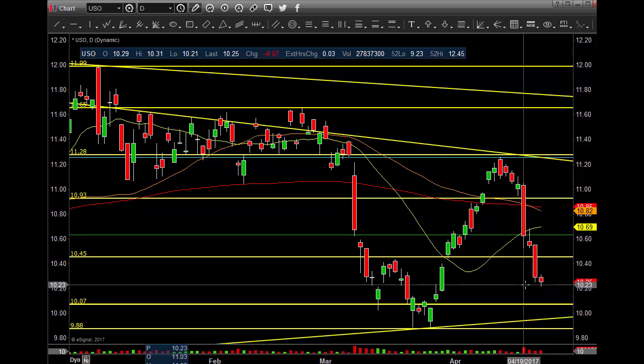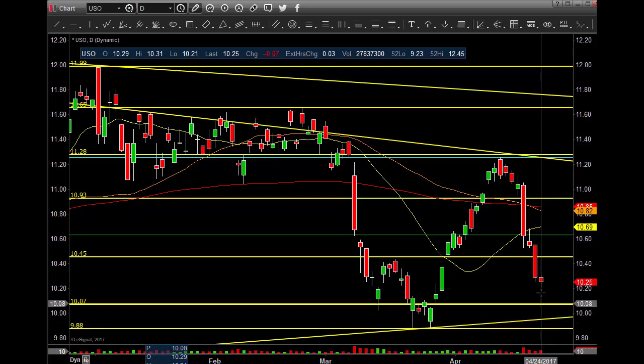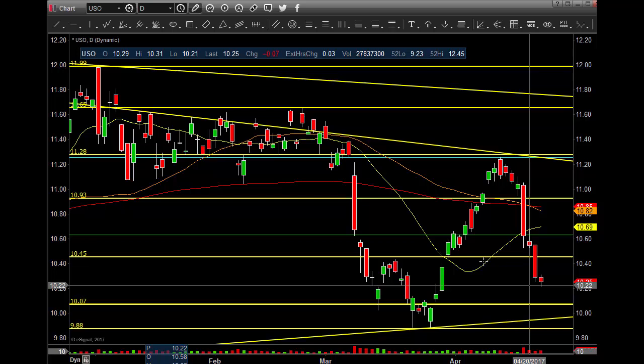We're right at the 750 retrace right here, around 10.22. Let's see if we can continue down with the markets, down to the double bottom. If that area cracks, I think we're going to $9, possibly lower.